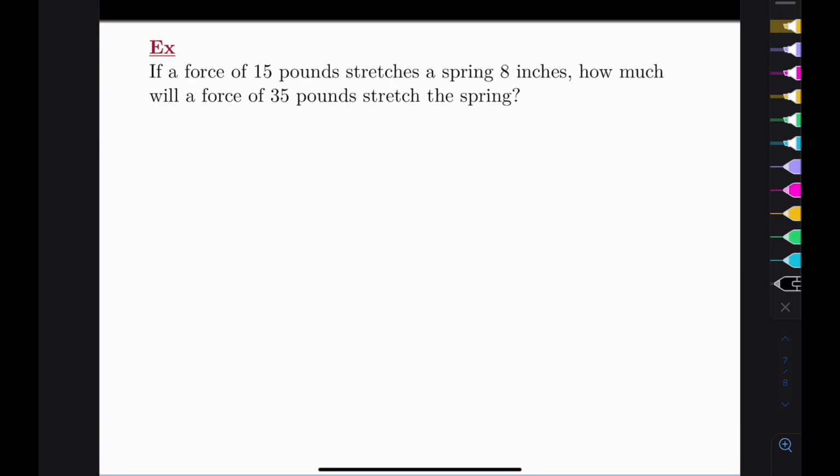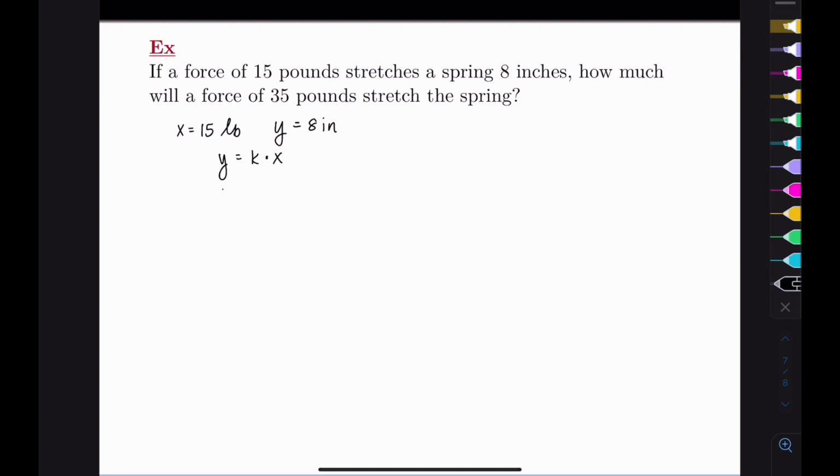Okay. So we want to figure out if a force of 15 pounds stretches a spring 8 inches, and I then put a 35 pound weight on, how much will it stretch the spring? So I'm going to do this two different ways. You can go about it either way that you want, but we know that this thing varies directly, so we're going to come up with the equation for it. So we're told when we put a weight of 15 pounds, the distance it stretches is 8 inches. So we can come up with this equation and we can solve for k.